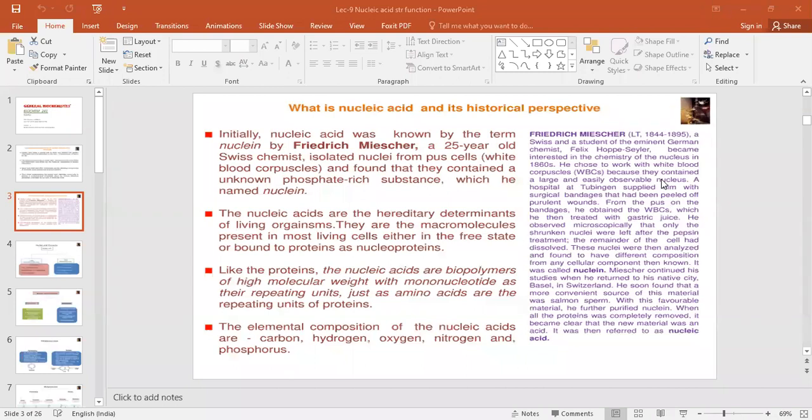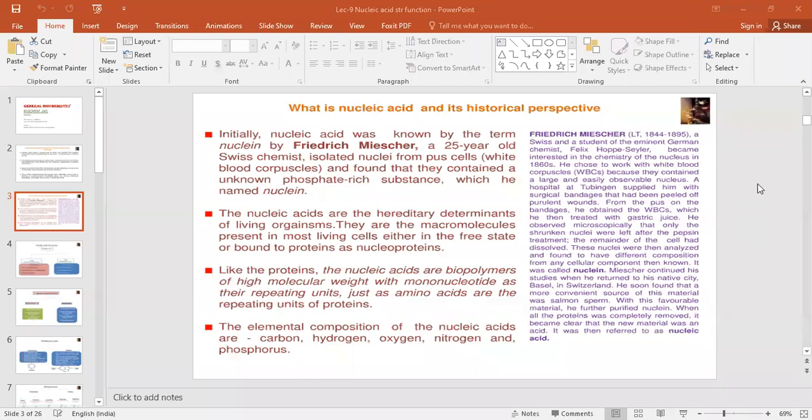So he is the first discoverer of this DNA, but he didn't know what this genetic material was. He just found that a phosphate-rich substance is there, and he gave it the name nuclein. Why? Because it is present in the nucleus. That's why he gave the name nuclein. Then this nucleic acid is a hereditary determinant of living organisms, and these are macromolecules.